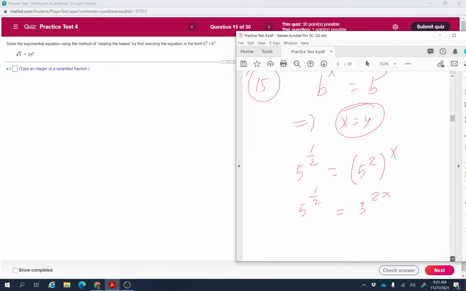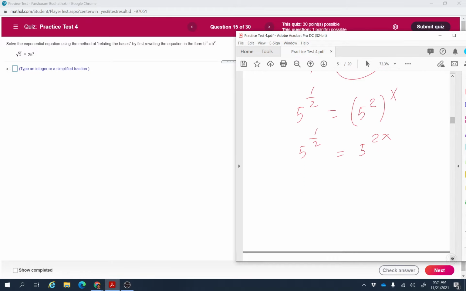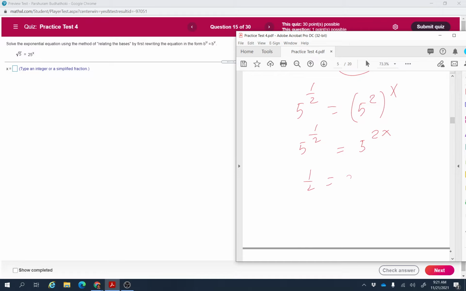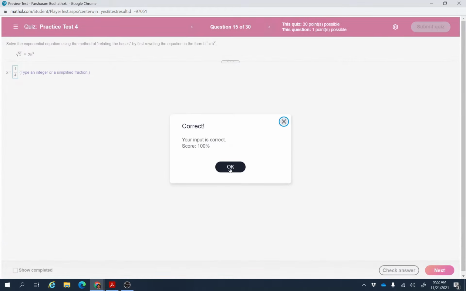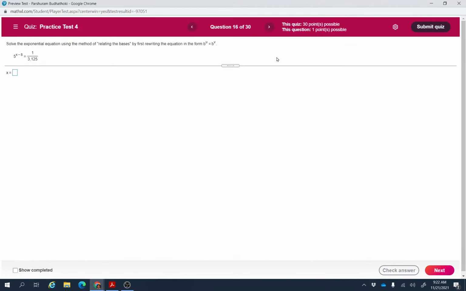Now because they have the same base, we can just equate the exponents, which is half equal 2x. Now just divide both sides by 2, so x equal 1/4. If you just have 1/2 divided by 2, that is 1/4. Okay, so x equal 1/4. Your answer should be either an integer or a simplified fraction. This is a simplified fraction, so we're good.